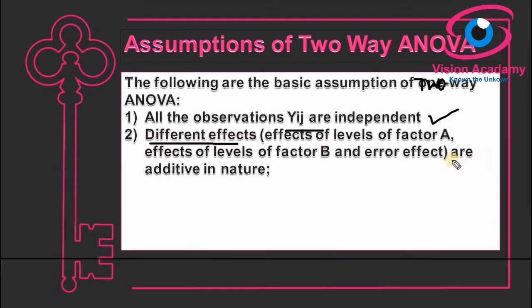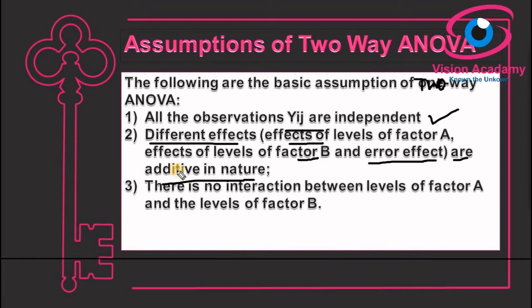Those different effects are additive in nature. They include effects of levels of factor A, effects of levels of factor B, and error also. Those things are additive, which means they must be added at the end. One more assumption: since we are dealing with two-way ANOVA, we have to consider two factors in the study, so there is no interaction between levels of factor A and the levels of factor B.